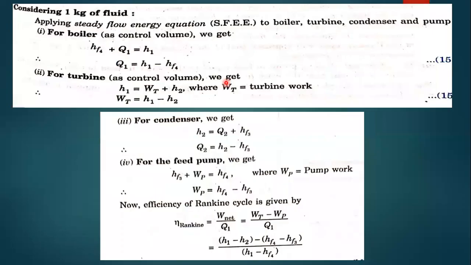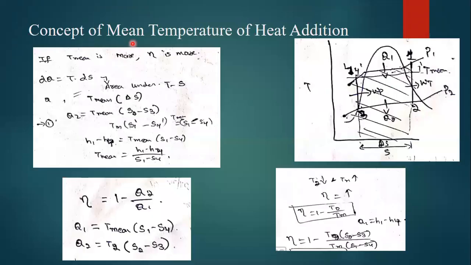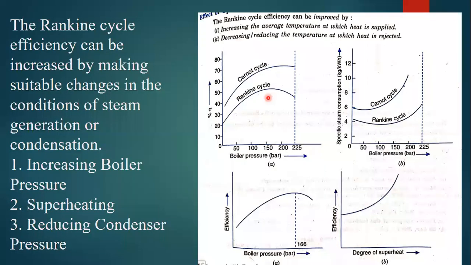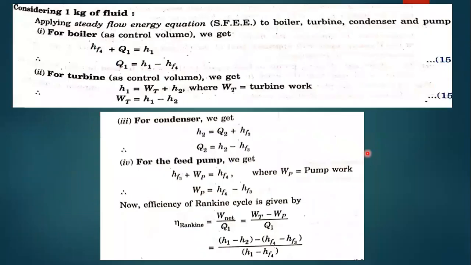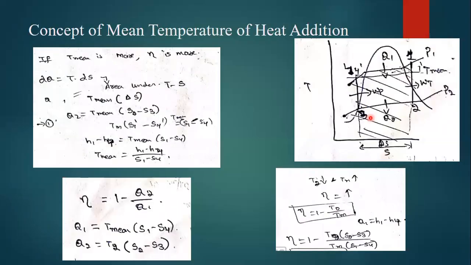So we are going to take the average temperature. Mean means nothing but the average temperature for heat addition. Suppose this is a TS diagram. We already know that on the y-axis we have taken temperature, and on the x-axis we have taken entropy. The same PV and TS diagrams we have taken here. Once you can observe this, the same diagram we have taken here.